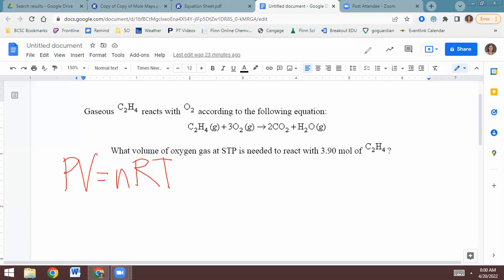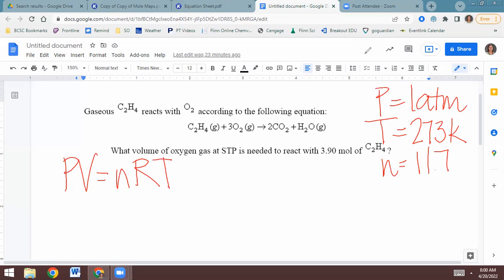So STP conditions, the pressure is 1 atmosphere. This is something you should probably just know. And the temperature is 0 degrees Celsius or 273 Kelvin. And then our moles we just solved for was 11.7 moles. And R, since we're dealing with atmospheres, that's the 0.08206. You have to be careful there on the equation sheet to pick the correct R, but it's because we have atmospheres. That's the one that you choose. And so now we can plug in and solve for the volume.